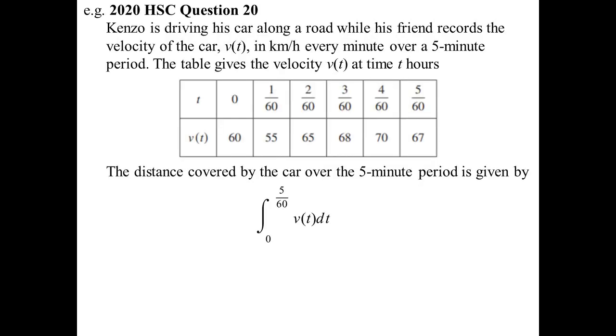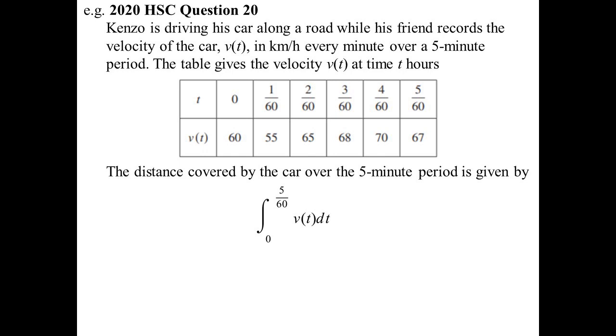Okay, so how have they asked these sort of questions in the past? So 2020 was the first of the current course. It was question 20 in the 2-unit paper. Kenzo. Kenzo? Who's called Kenzo? Kenzo's driving his car along a road while his friend records the velocity of the car in kilometres per hour. And there's their table of values. Then they tell us the distance covered would be the integral of this velocity function, and it's a 5-minute period, so there'll be 0 to 5/60ths.